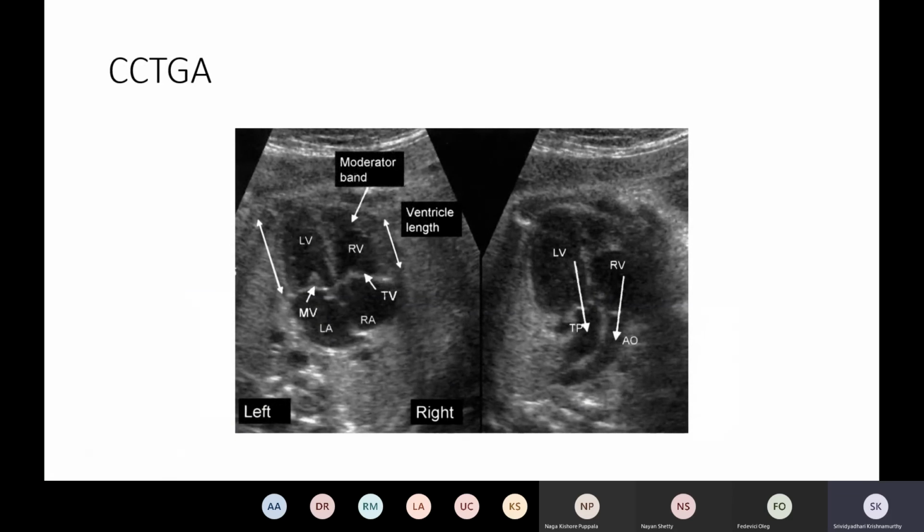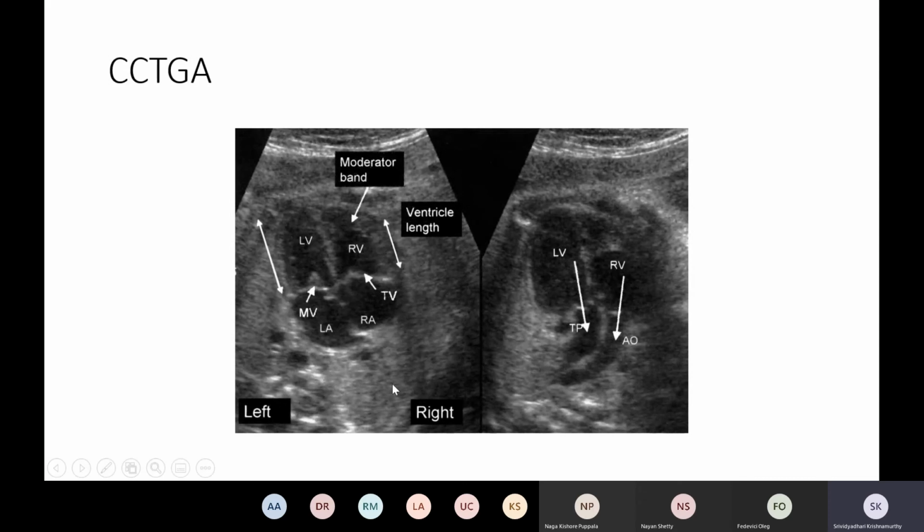And then moving on to CCTGA, what happens? So you need to describe the ventricular morphology. The way you identify this CCTGA is by looking at the ventricular morphology. The right ventricle has got a moderator band here. And of course, the left ventricle, which I've not been able to get a picture of, does show the papillary muscles as well.